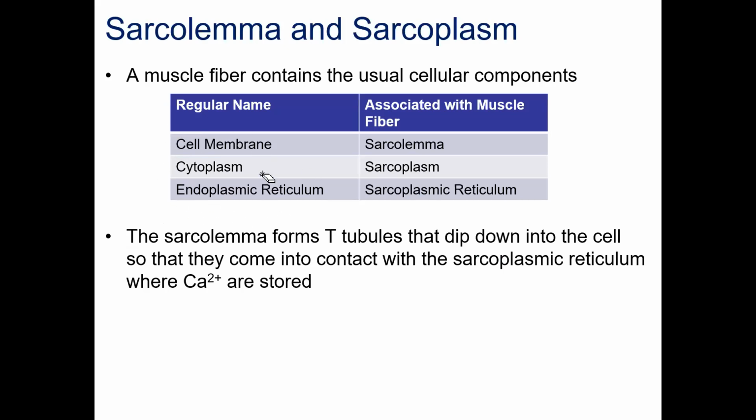Some words that we talked about, right? The regular names, we have cell membrane, cytoplasm, endoplasmic reticulum. But for muscle fibers, for muscle cells, we call them sarcolemma, sarcoplasm, and sarcoplasmic reticulum. The sarcolemma forms what we call these T tubules that will go into the cell and connect them with the sarcoplasmic reticulum, where calcium is going to be stored. All right, so this part we didn't really talk about, but I'll show you right now on a diagram.